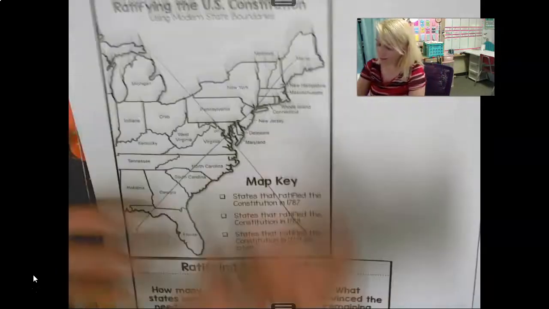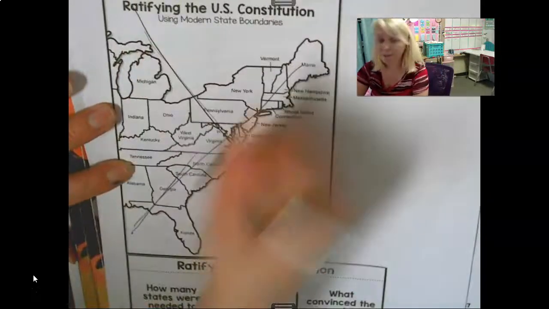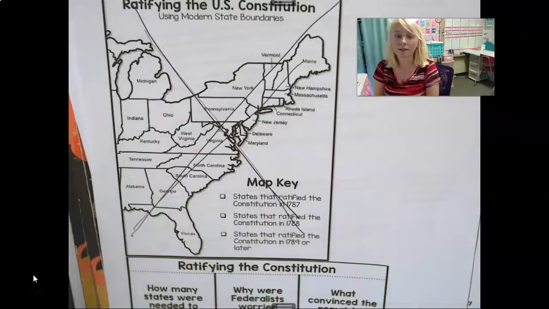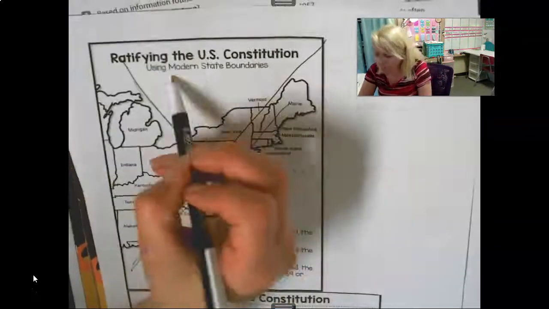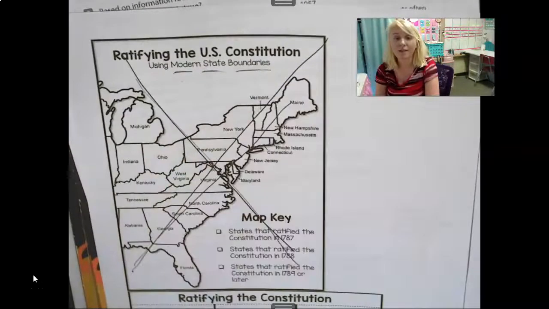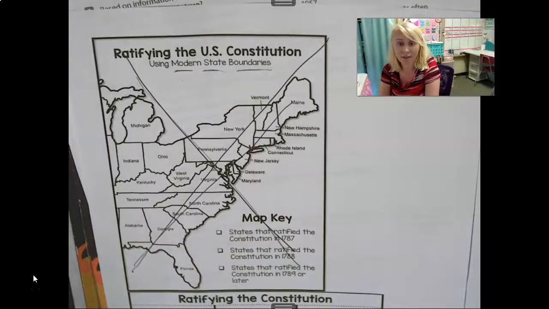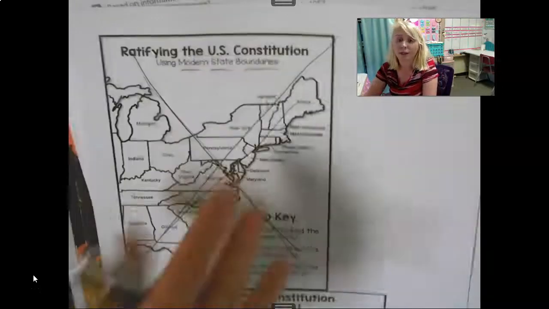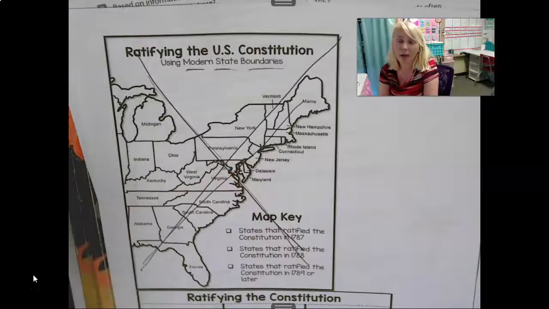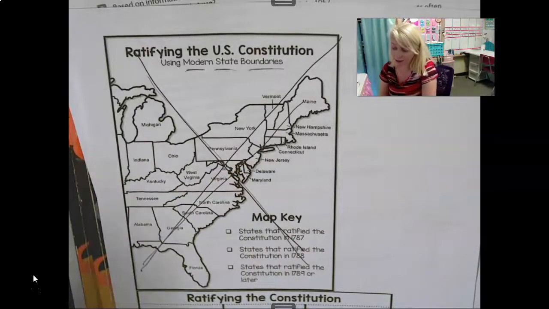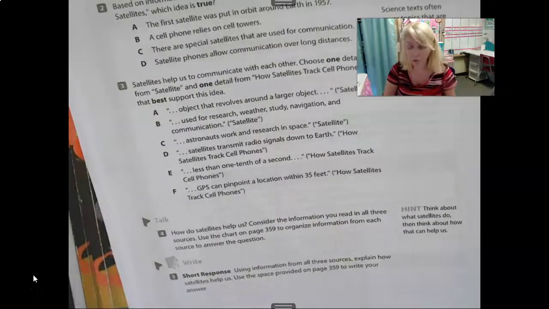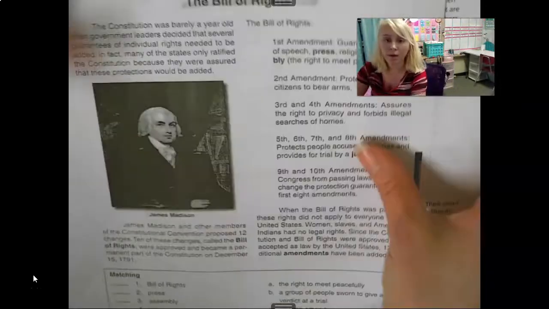The other part is the notes. And I am not going to use this map. So we're going to throw that map away. The reason why is because it shows the modern state boundaries. Well, that's not what it looked like in the 1780s, and that can get very confusing. So I'm going to show you a map of what it looked like in the 1780s. But let's start with this, and we'll make it quick, hopefully.